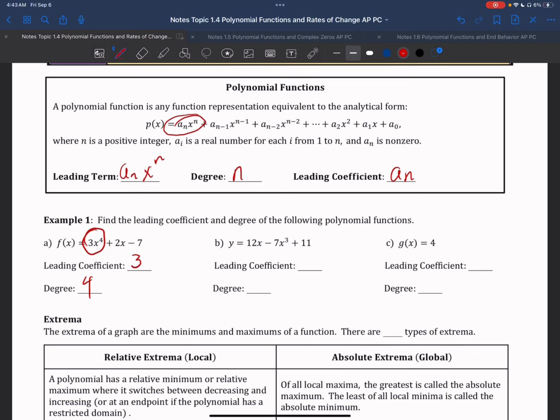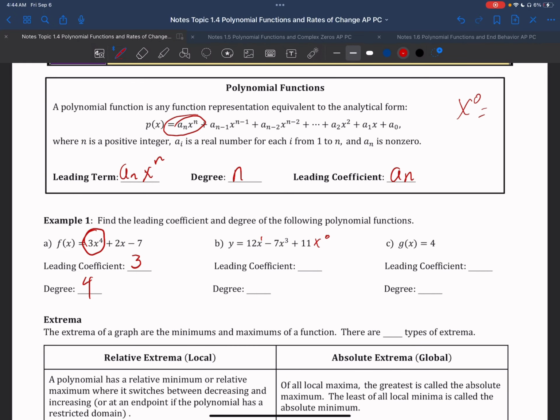Let's look at b. If we look at b, we notice that some of the terms have been moved around. So I'm going to look at the exponents first. I have 12x to the 1, a negative 7x cubed, and a plus 11. You can always write x to the 0 next to the constant. We don't really see it. If you remember from algebra 1, x to the 0 is equal to 1. It's one of your exponent rules.